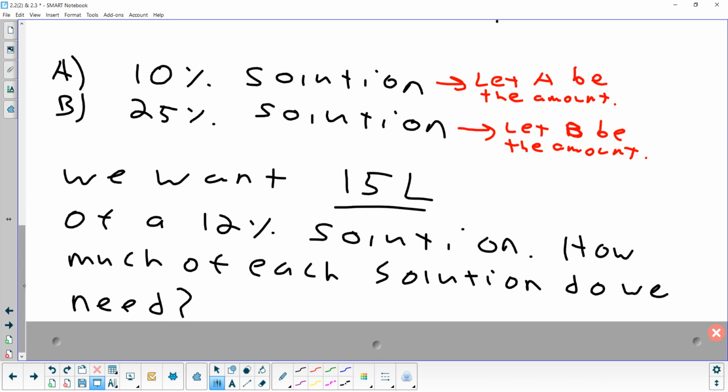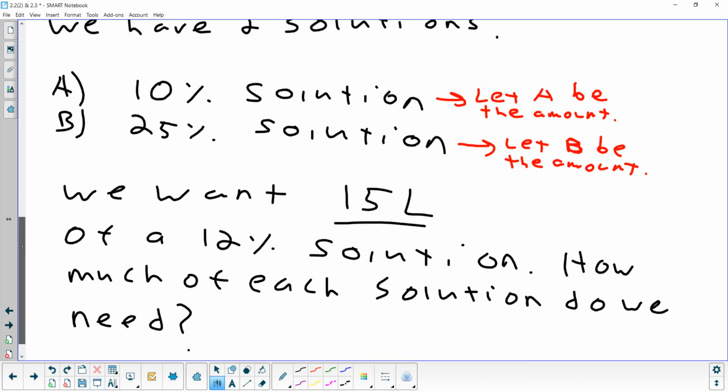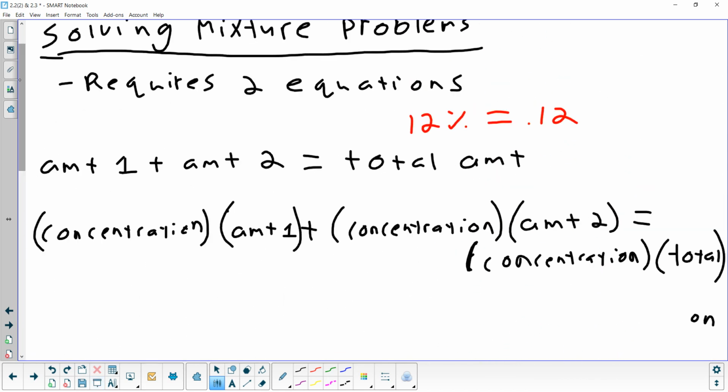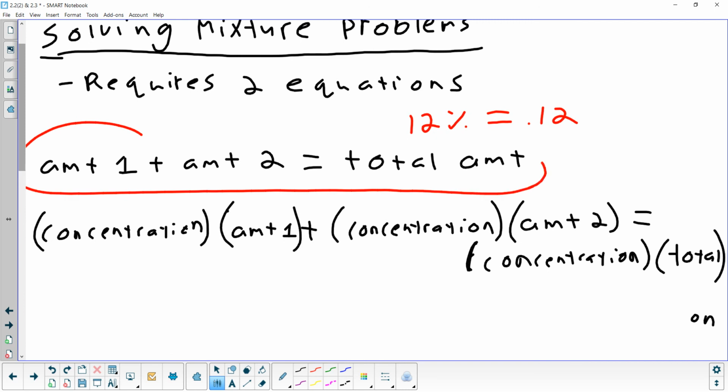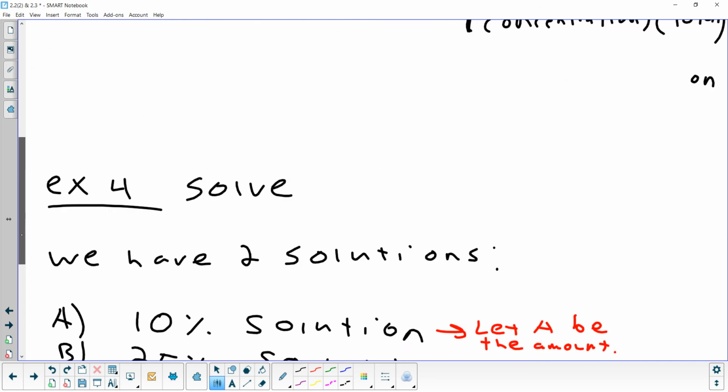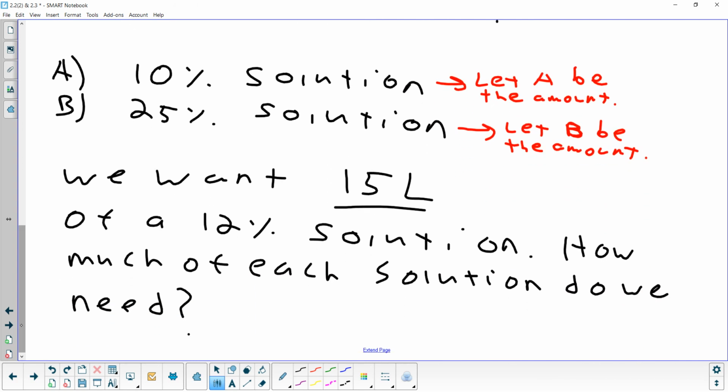All right, so let's figure out how much of each solution we need. Let's start with this one. Amount 1 plus amount 2 equals the total. How are we representing how much we're going to use of the 10% solution?